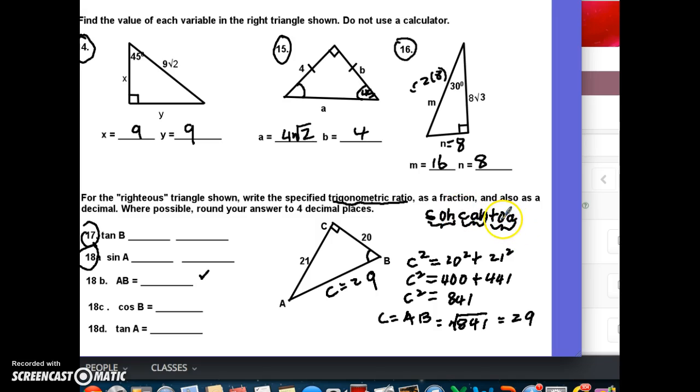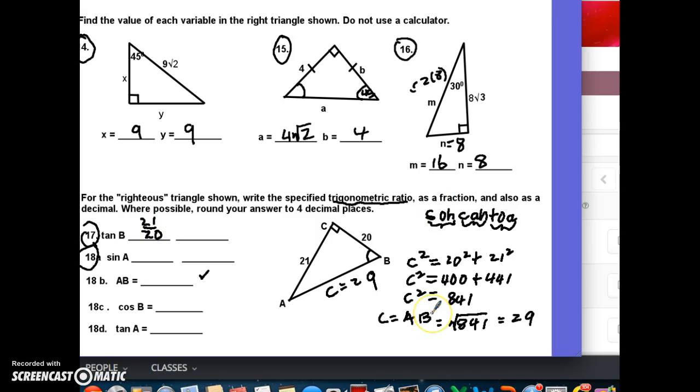Tan is going to be opposite length over adjacent length. So we go opposite to angle B, which is 21, over adjacent to angle B. Adjacent means neighboring. It's this one. It's not this one here, and I hope you know why, because this is the hypotenuse. It's going to be over 20. So that's the simplicity of it, 21 over 20.